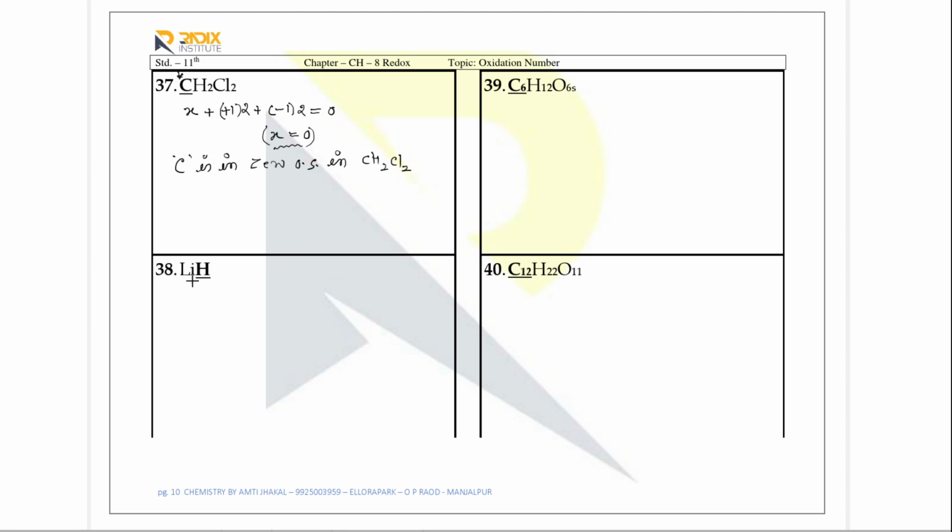Lithium hydride, alkali oxidation number is always constant. Alkali metal oxidation number is always +1. Hydrogen oxidation number X, and sum of oxidation number is equal to 0. So X is equal to -1. When hydrogen is present in negative oxidation state, we call it as hydride. So name of the compound will become lithium hydride.